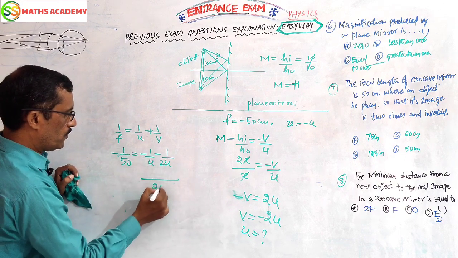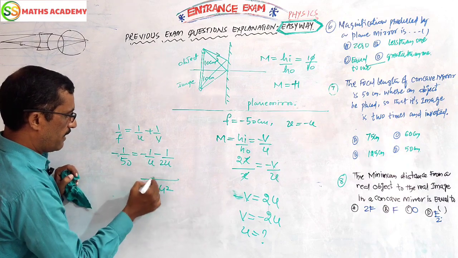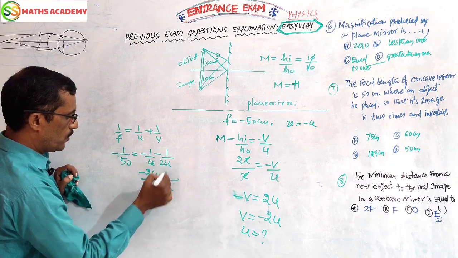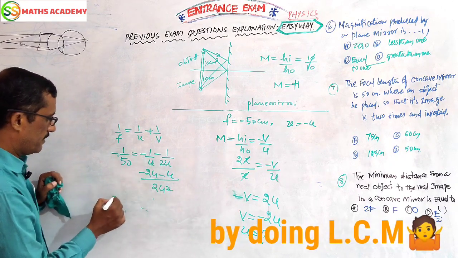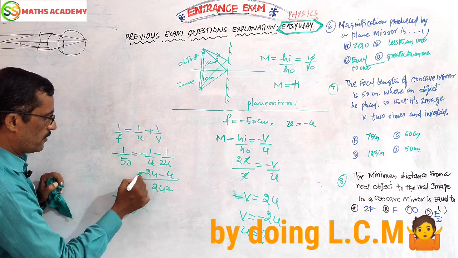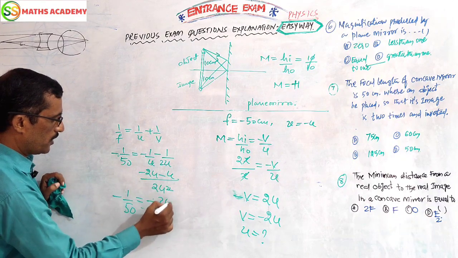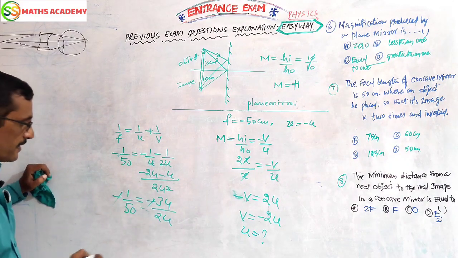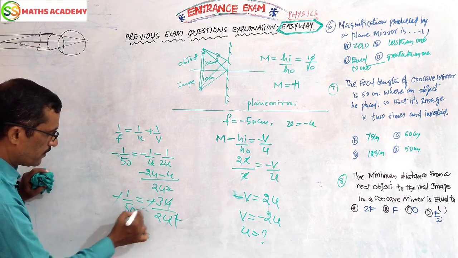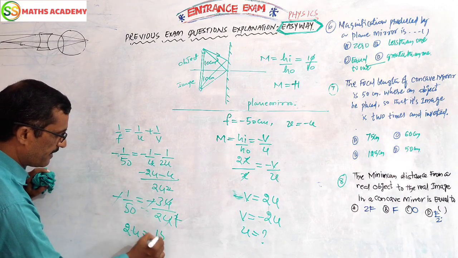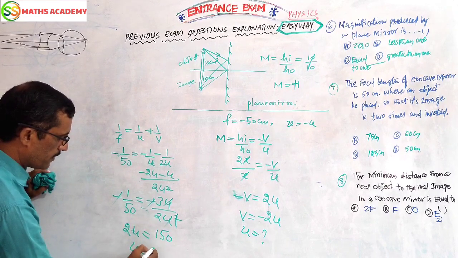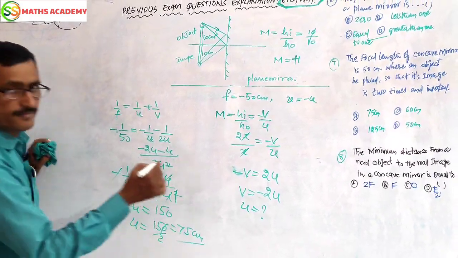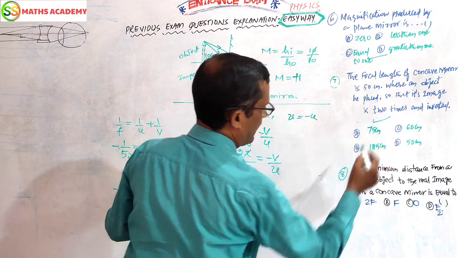So 2u into 2u, 2u square. What is coming is the last 2u gets cancelled, so u comes. So minus 1 by 50 equals minus 3u by 2u. Minus minus gets cancelled. And here 2u equals 50 into 3, 150 will come. So u equals 150 by 2 equals 75 centimeter. So here 75 centimeter is the correct answer.